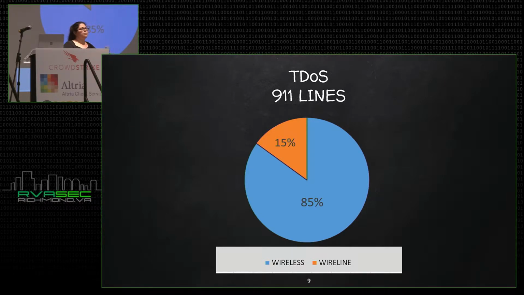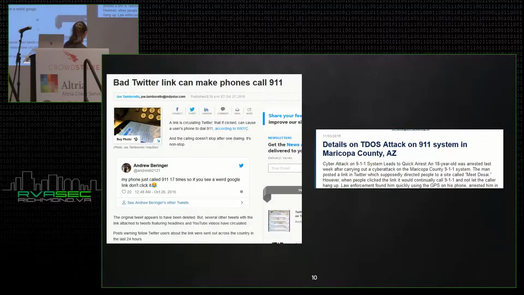85% came in through 4 lines. So I'm not sure how many people got a busy signal, but how easy is it to do?